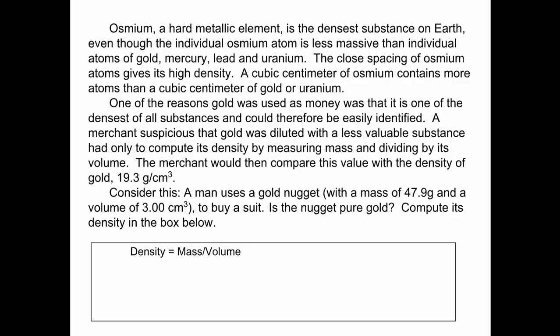So let's look at this little problem here. A merchant was suspicious that the gold he was being paid with was diluted with less valuable substances. So he computed its density by measuring its mass, dividing by its volume, and then comparing that with the actual density of gold, 19.3 grams per cubic centimeter. The gold nugget that was used to buy the suit had a mass of 47.9 grams. It had a volume of 3 cubic centimeters. Is this a gold nugget? Maybe. We can know for sure. Figure it out. Is this a gold nugget? And use those calculators that I know you're supposed to bring to class every day. John?